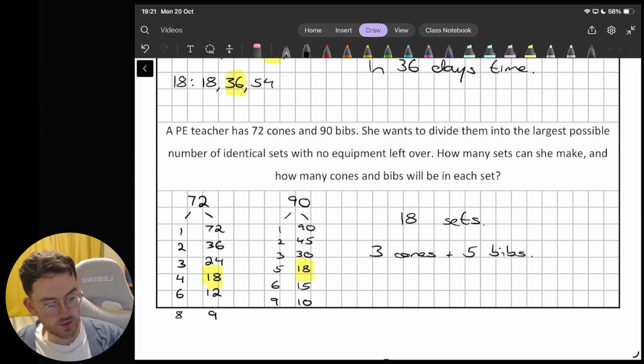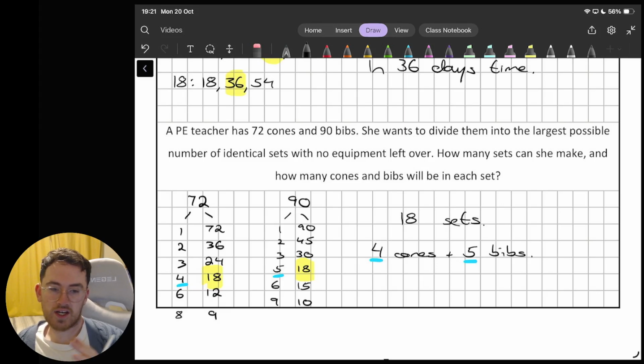So hopefully we're noticing that to answer the other part, dividing each of them by 18, I'm actually just looking at the other half. Sorry, I've looked at the wrong one there. That actually should be 4 cones and 5 bibs in each. So I'm looking at the other half of that factor pair to work out how many of each is going to be in each set.